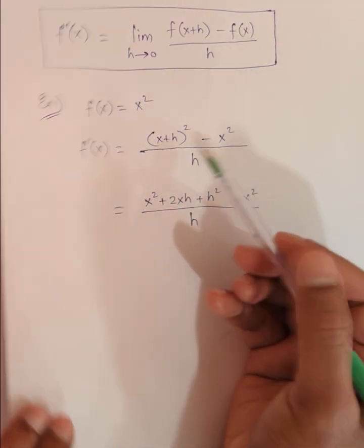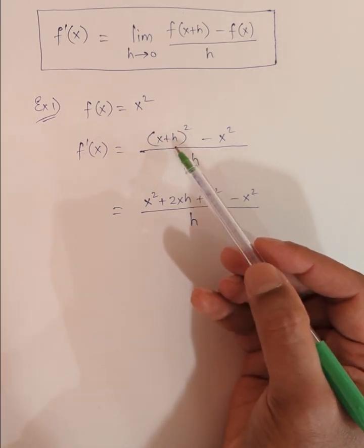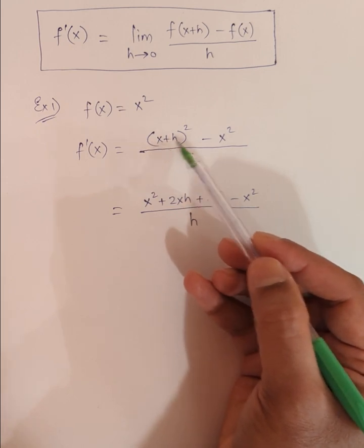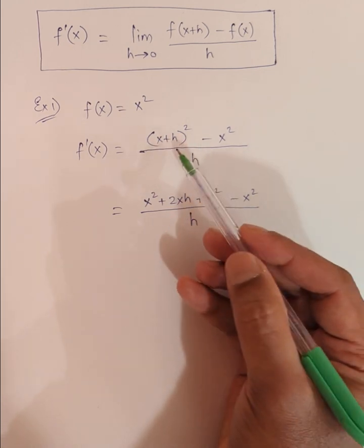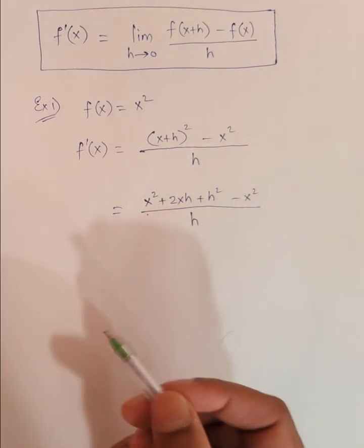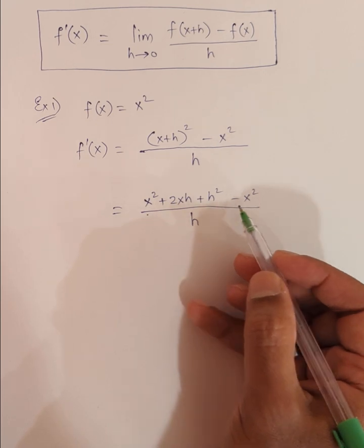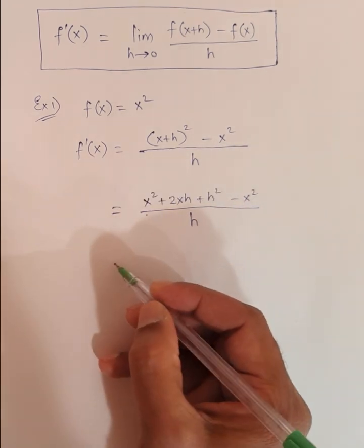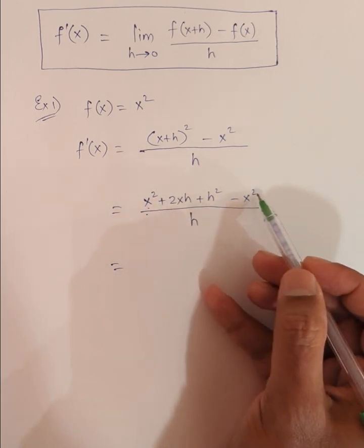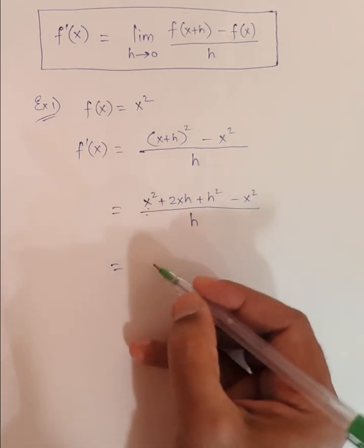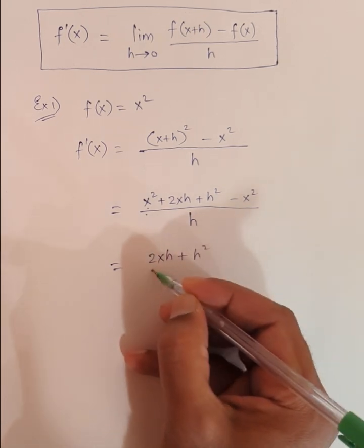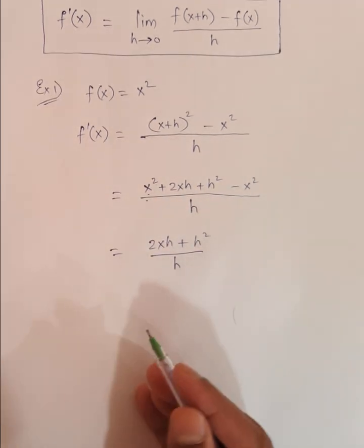Or if you remember the square of a binomial formula, you square the first term, plus 2 times the product of those two terms, plus the square of the last term. That's the formula. x square plus 2xh plus h square minus x square. That's what I have in the numerator. Now notice this x square and minus x square can be combined. In fact, they cancel each other out. And what I'm left with is 2xh plus h square divided by h.